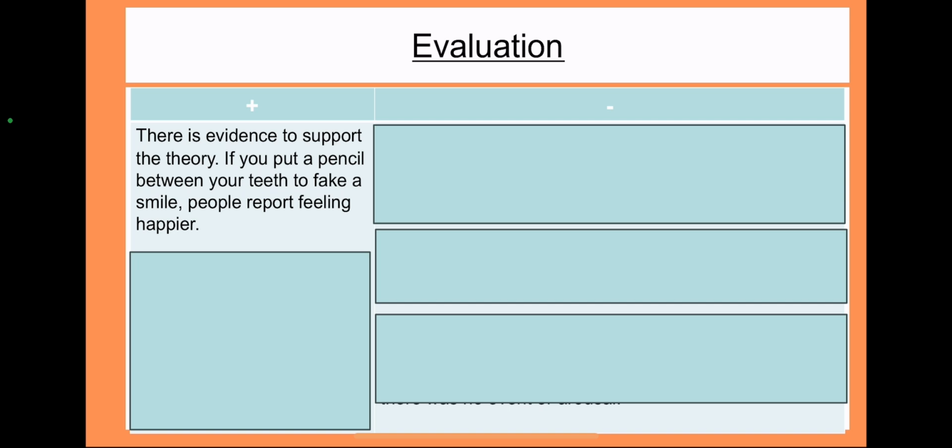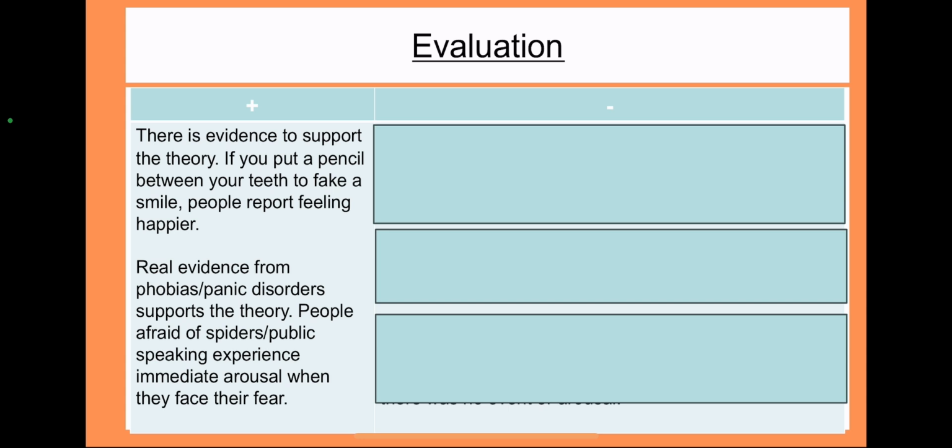So that's good evidence. We have real evidence from phobias and panic disorders as well to support the theory. So if you're really afraid of spiders or public speaking, for example, you will experience immediate panic attack arousal when you're told about the thing that you're afraid of. So if you're majorly afraid of public speaking and someone says you need to do it, you will instantly go into a panic attack, instant arousal, before you actually realise that you are feeling afraid.